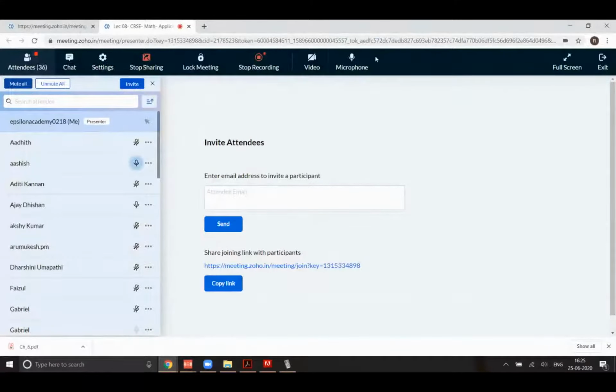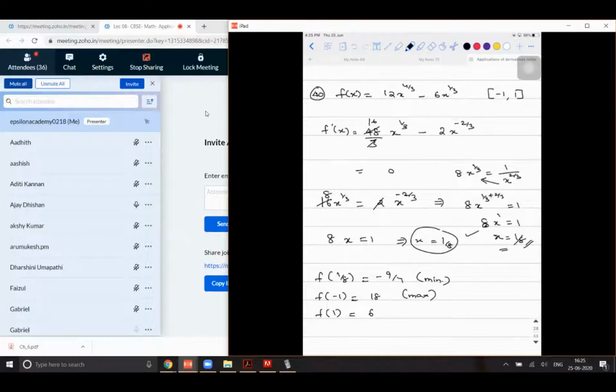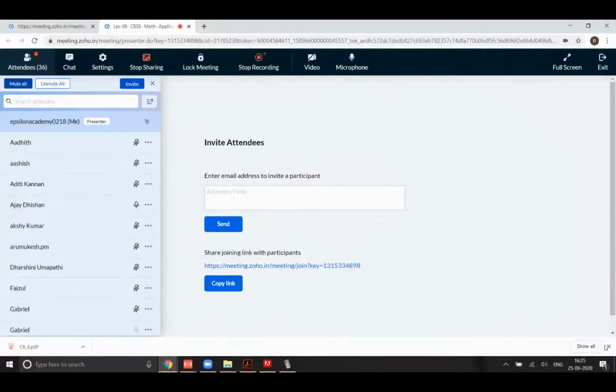Why are we taking minus 1 and 1? You're taking minus 1 and 1 because they are the extreme points of the domain. They are included, no? We have to check what is happening to the function value at them also.